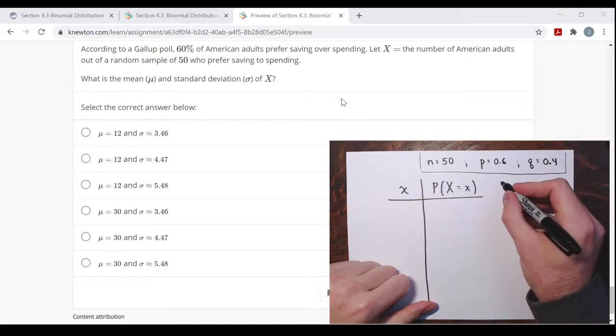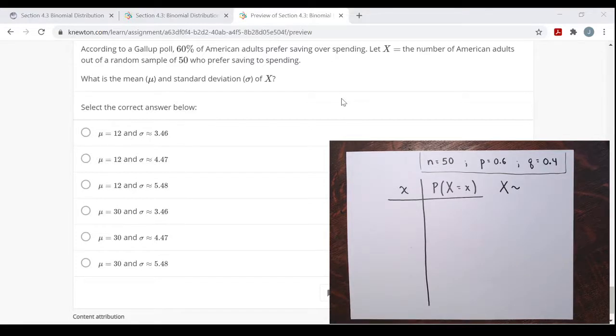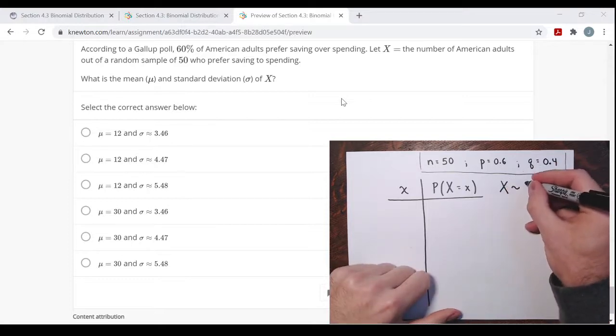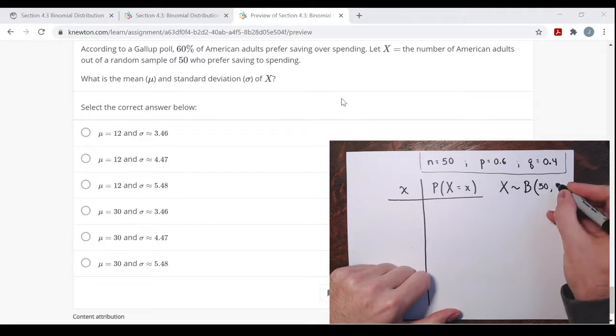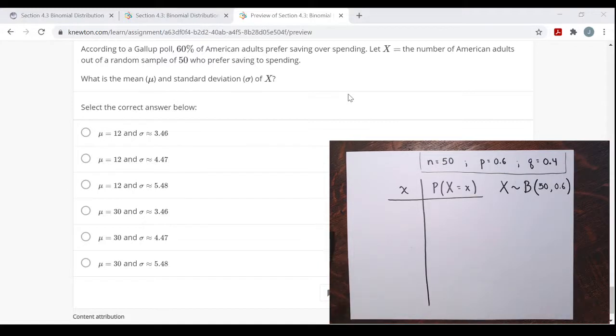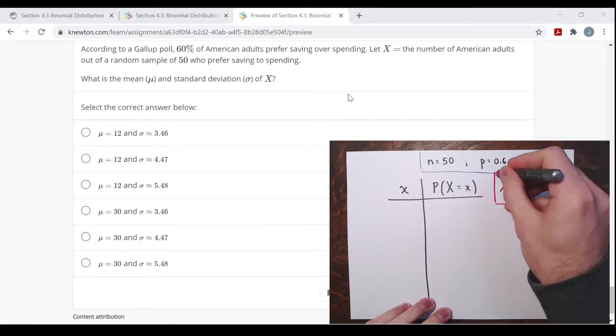And what they would say here is that X, because again, every single trial is independent, and every single trial has only two possibilities, right? Binomial, by two. Success, they prefer saving over spending. Failure, they don't. So X here is a binomial random variable where you have 50 trials, comma, and then the probability of success on each trial is 0.6. All right, so you're going to see this notation right here to say that X is a binomial random variable.